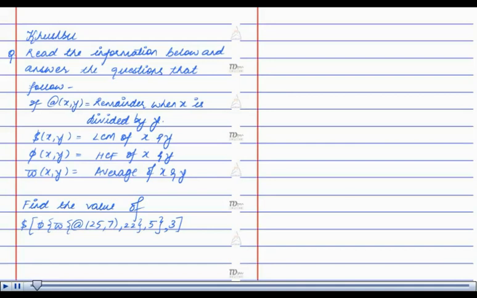Hello, I am Khushbu. The question is, read the information below and answer the questions that follow. If @ of xy is equal to the remainder when x is divided by y, $ of xy is equal to LCM of x and y, phi of xy is equal to HCF of x and y, omega of xy is the average of x and y, find the value of $ of phi of omega of @ of 25, 7, 22, 5, 3.